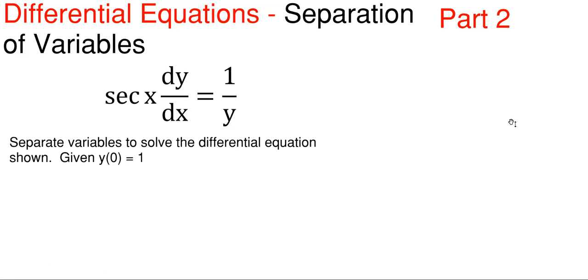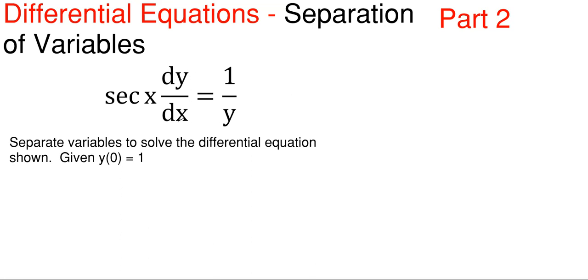So what we're going to be going over today is differential equations, talking about separation of variables and how to solve using separation of variables. So we have this differential equation shown here, and we have to separate the variables to solve, given this boundary condition of y of 0 is equal to 1. So what that means is, whatever our y equation is, when we plug in 0 for x, the y equation results in 1. So when separating variables, you want to keep one of the variables on one side of the equation and the opposite variable on the opposite side of the equation.